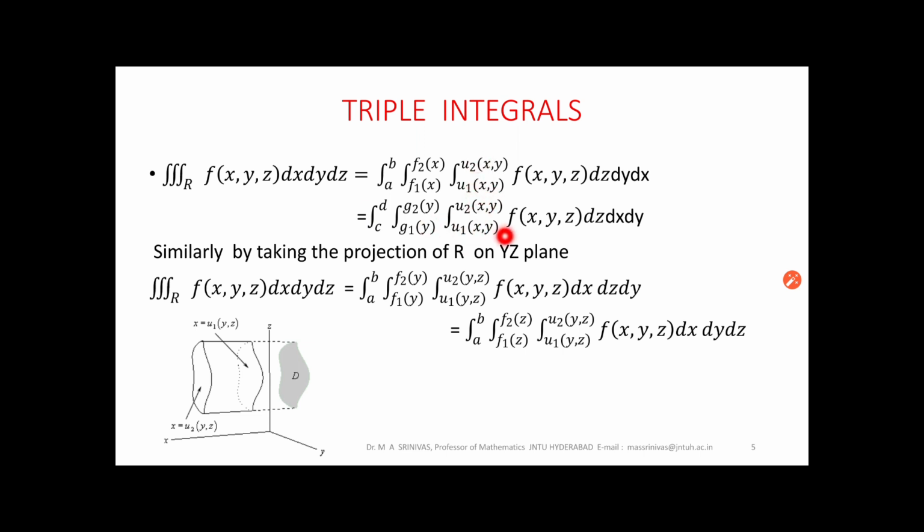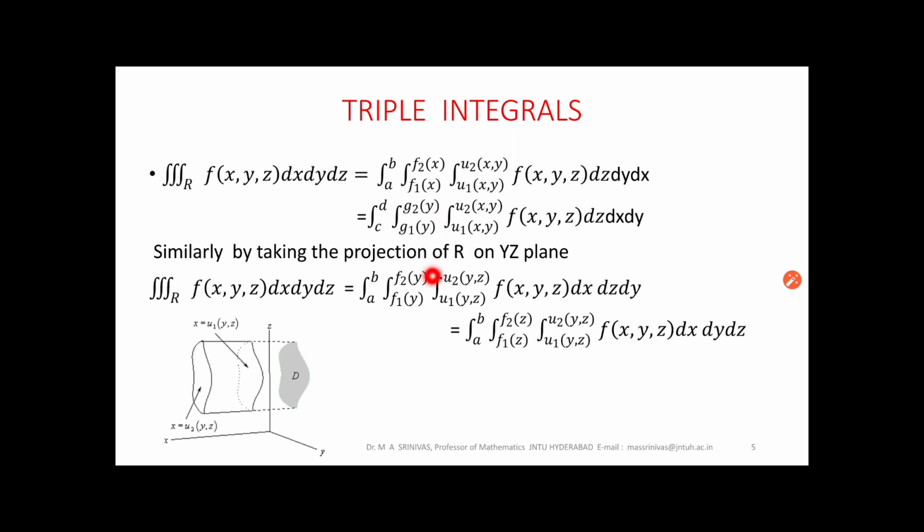So this is how we take the limits for x, y, z once it is convenient for us to identify the region as a region between two surfaces, z equal to a function of xy and z equal to another function of xy, and we take the projection on the xy plane.